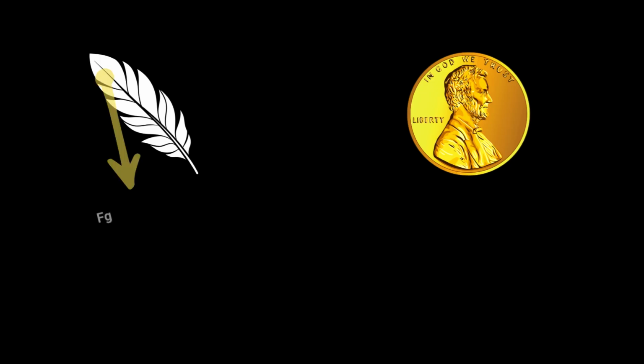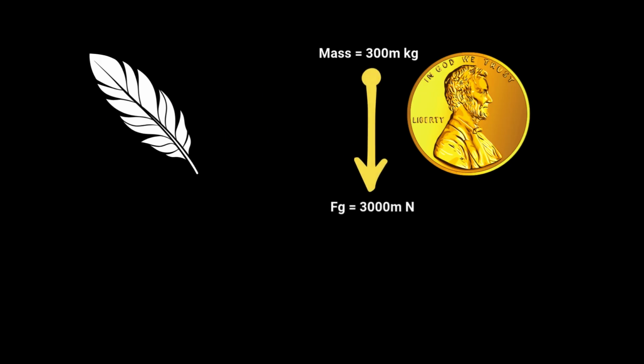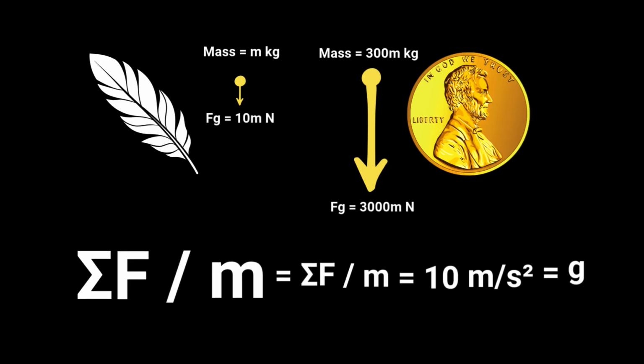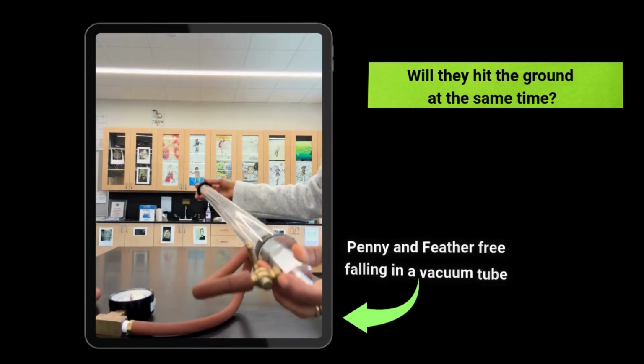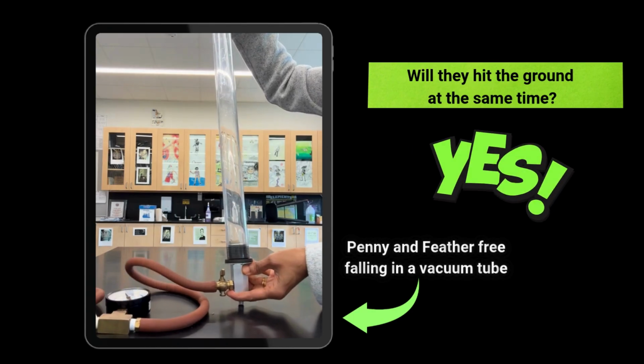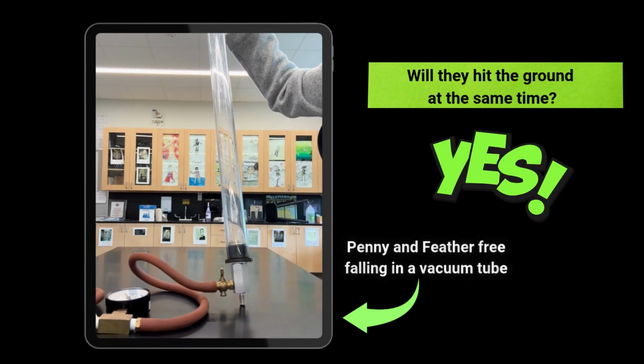That's because the stronger gravitational pull on the penny is countered by its greater inertia. Likewise, the weaker gravitational pull on the feather is countered by its smaller inertia. In other words, a large net force over a large m equals a small net force over a small m, which equals 10 meters per second squared, which equals g. Will they hit the ground at the same time? Yes, since they both have the same free fall acceleration.